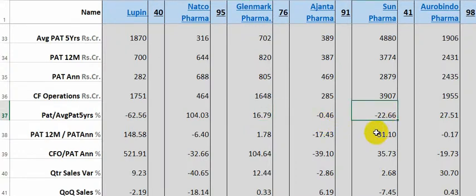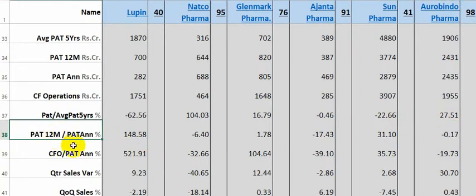Sun Pharma's profit fell by 22% below its average. Out of 4880 earned on average in the last 5 years, the profit of the latest year was just 3774, that is a fall of 22%. Whereas Aurobindo managed to gain by 27% above its average profit.